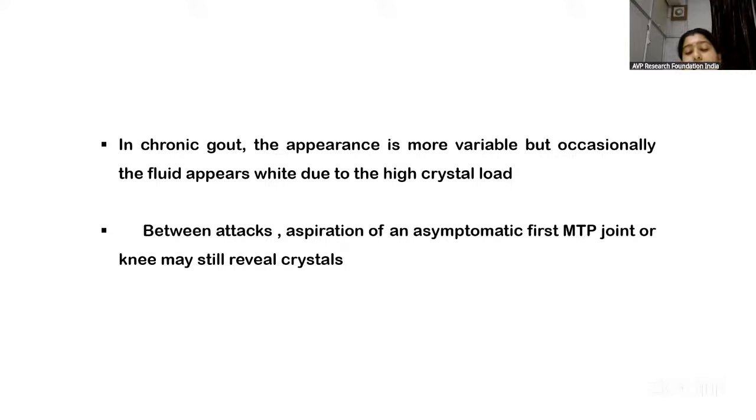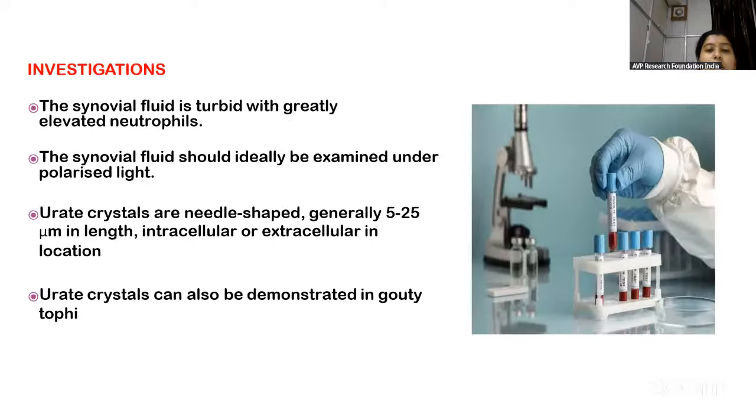So it is clear that even in the critical stage, if you aspirate the fluid, you can still find the crystals of monosodium urate. The synovial fluid is turbid with greatly elevated neutrophils. The synovial fluid should ideally be examined under polarized light. Urate crystals are needle-shaped, generally 5 to 25 micrometers in length, intracellular or extracellular in location. Urate crystals can also be demonstrated in gouty tophi.